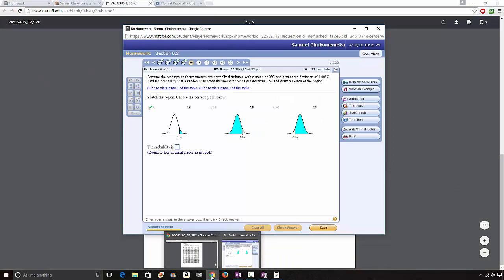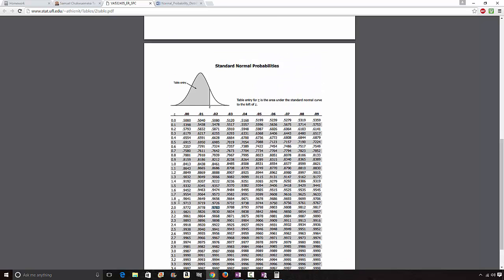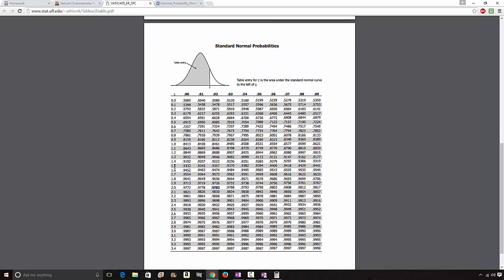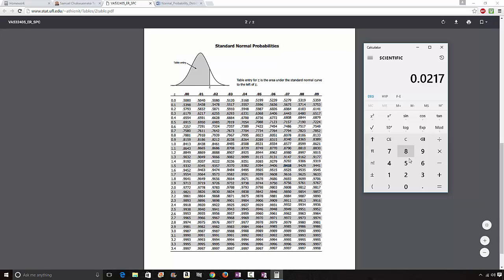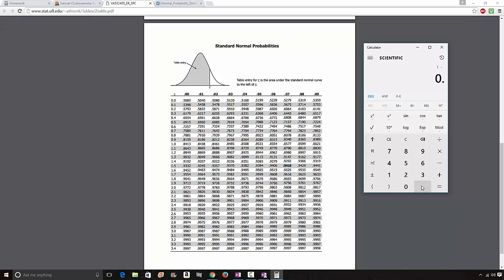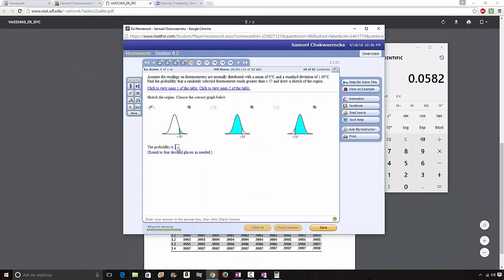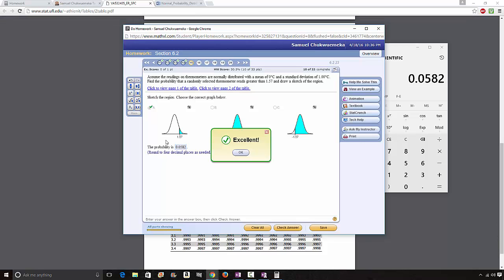1.5 under 0.07. 1.5, then 0, 1, 2, 3, 4, 5, 6, 7. So this is 0.9418. So 1 minus 0.9418 equals 0.0582. So that is 0.0582. There you go.